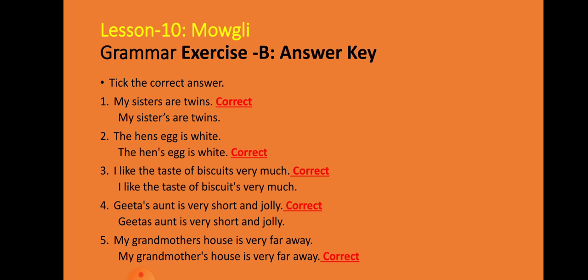Question number 4. Geeta's aunt is very short and jolly. So whose aunt? Geeta's aunt. So the apostrophe possessive noun is correctly used. Now the fifth one, my grandmother's house. Here we are saying grandmother is one noun, house is the possession of grandmother. But have we used the apostrophe here to show the possession? No. So the second one is the correct one. So remember children, when we use apostrophe and s, one noun possesses another noun. Two nouns come together. The first noun possesses the second one.